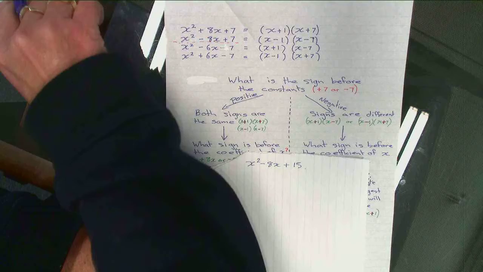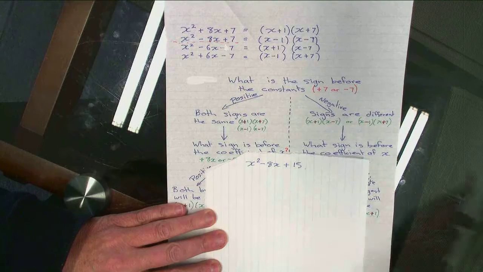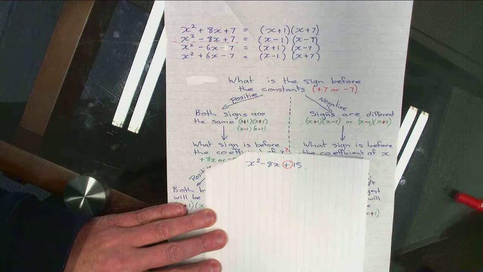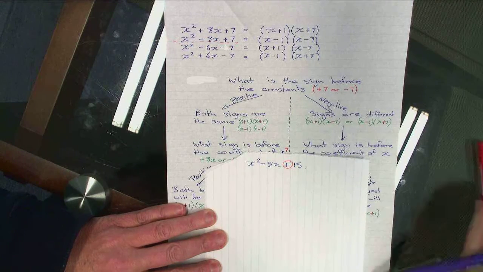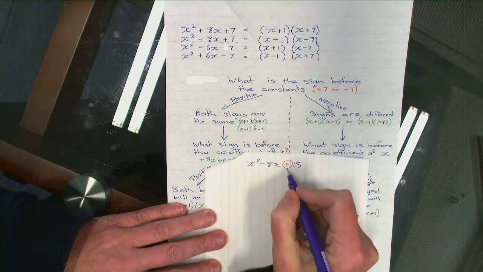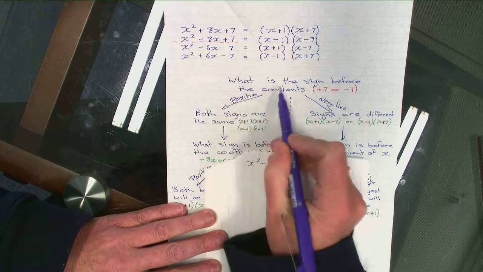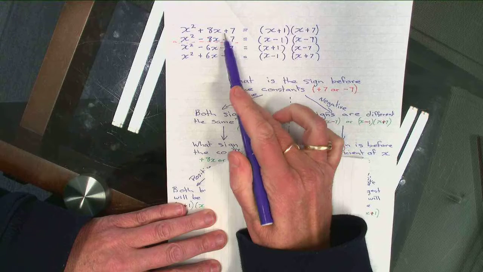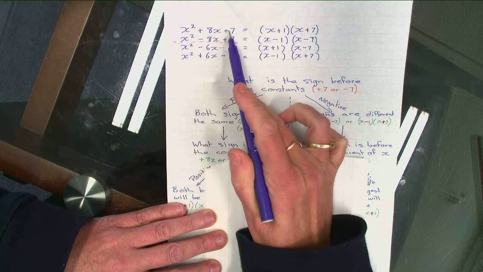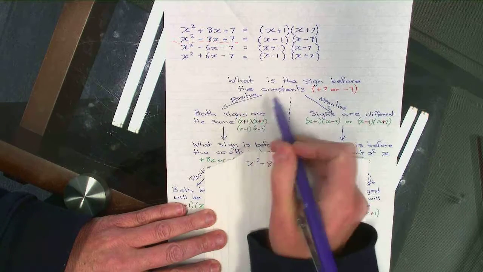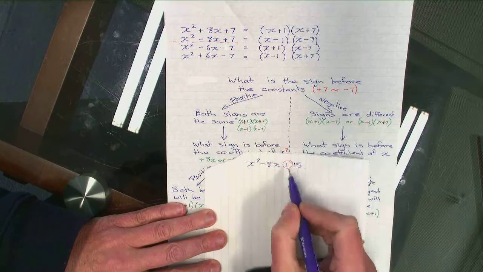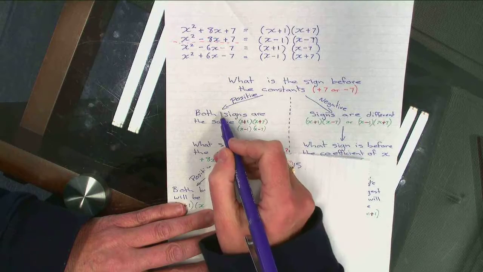So the first thing that we look at is the sign that precedes the constant, so at the end. The first question says, what is the sign before the constant? So up here, it's before the 15. If it's a plus, or if it's positive, we go to the left. If it's a negative, we go to the right. So in this case, it's positive, so we go left.